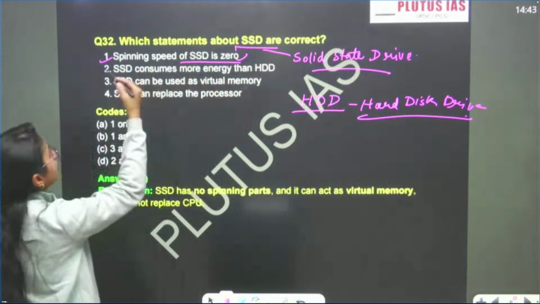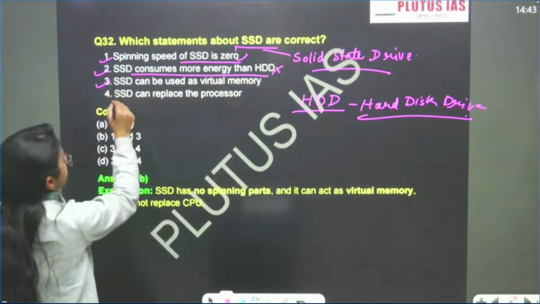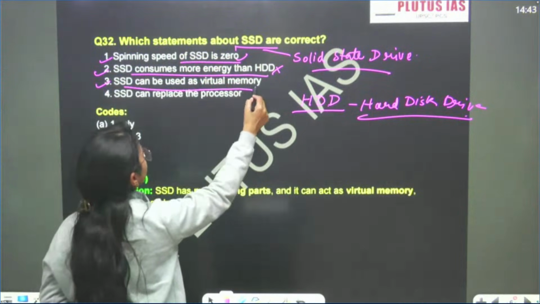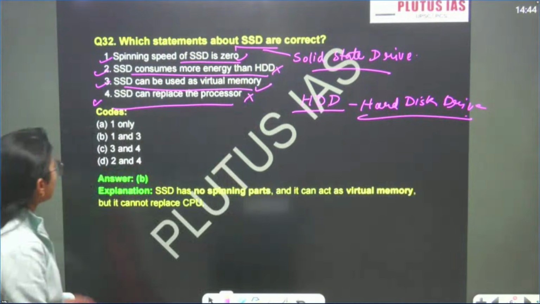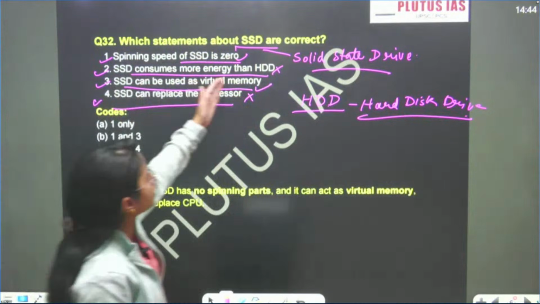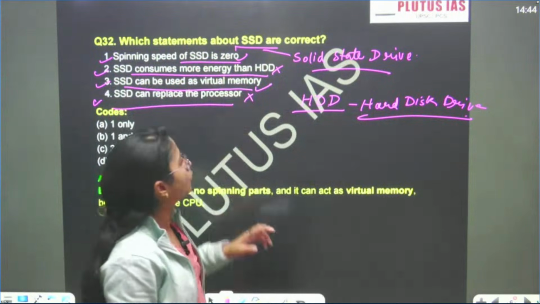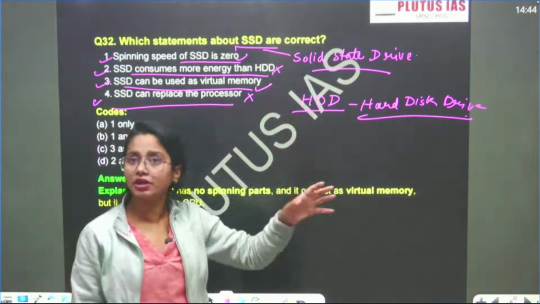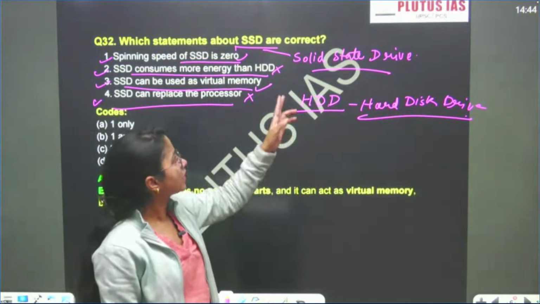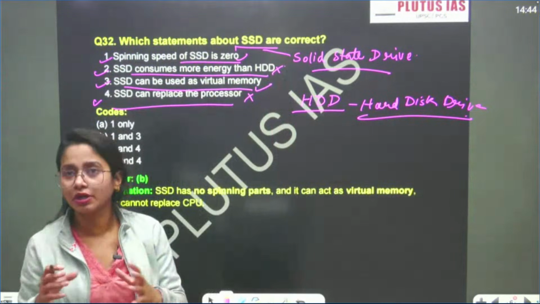Of course, yes. SSD consumes more energy than HDD. No. SSD can be used as virtual memory. Yes. SSD can replace a processor. Of course, no. Okay. So as we can see, solid state drive and hard disk drive. The second statement, that SSD consumes more energy than HDD, is absolutely wrong, because HDD consumes more energy than SSD. Why? Because SSD does not have a motor or platter. Okay, it is very stable.